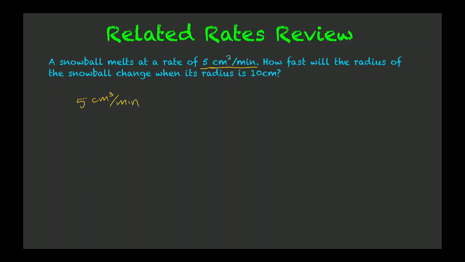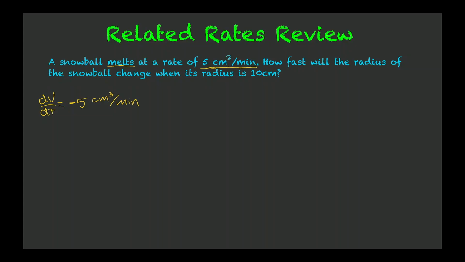So in this case, centimeters cubed is a unit of volume, and that makes sense. Snowballs have volume to them. So my dV/dt is equal to 5 centimeters cubed per minute. But the other thing is that this snowball is melting, so that means that the volume is actually getting smaller, so we actually need to put a negative in front of this 5 centimeters cubed per minute.